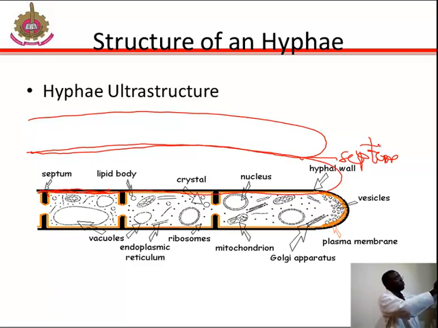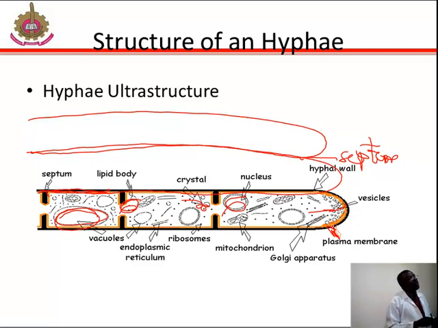And in this structure of a hypha, like we have said, we have inside the membrane endoplasmic reticulum, ribosomes. This is a food vacuole, where food is being processed. You have a crystal. You have a lipid body here. The nucleus is there, and you have vesicles around this area. All these are enclosed in the plasma membrane, like we have shown in the last slide. So this is the typical structure of a hypha.